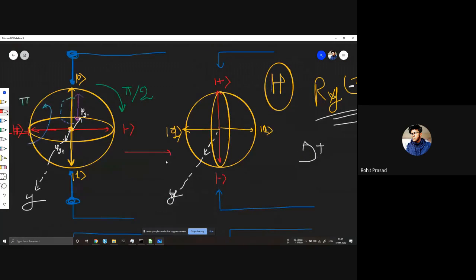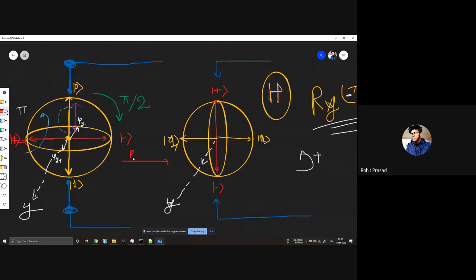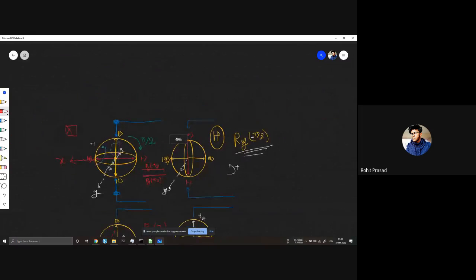Understood. Let me write it out. Ry, what was it? Minus pi by 2. Nice. From here to here, it's Ry pi by 2. This is how we do that transformation.